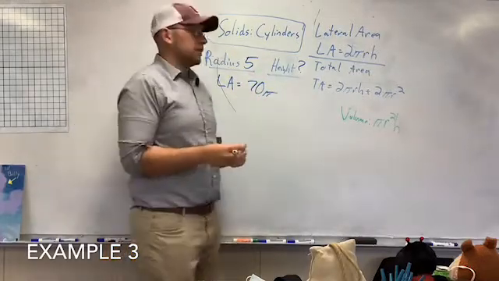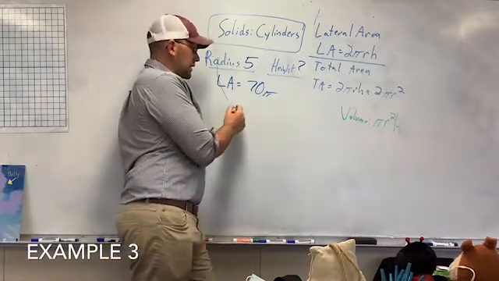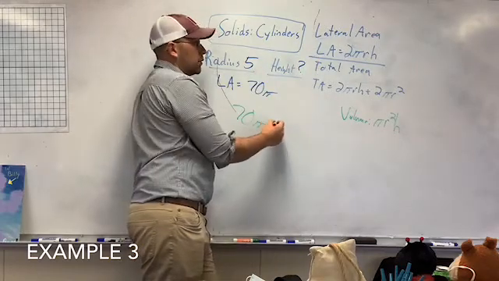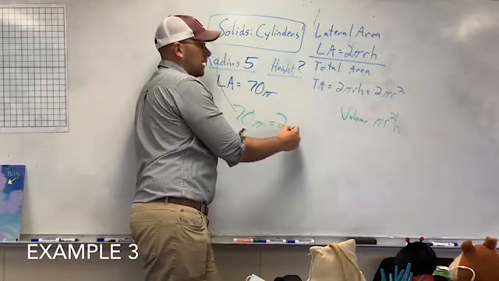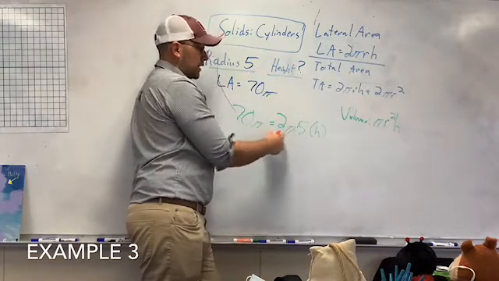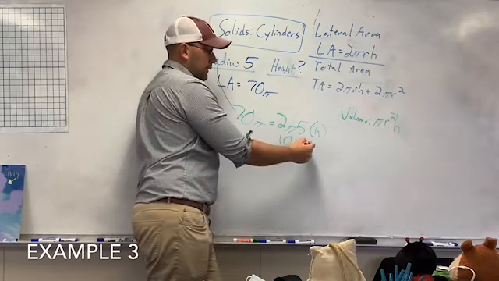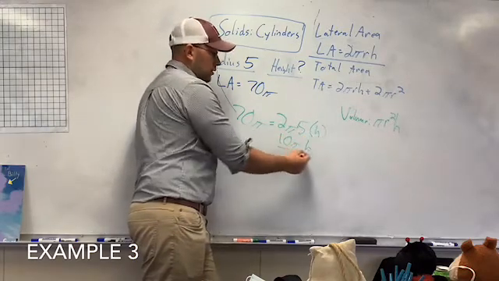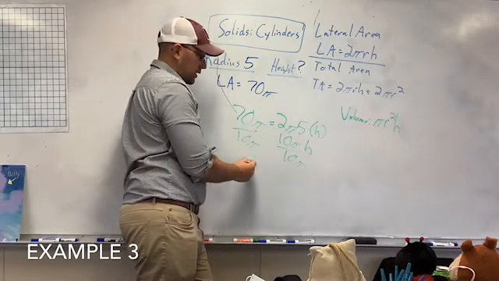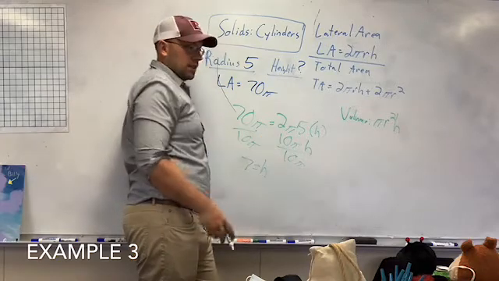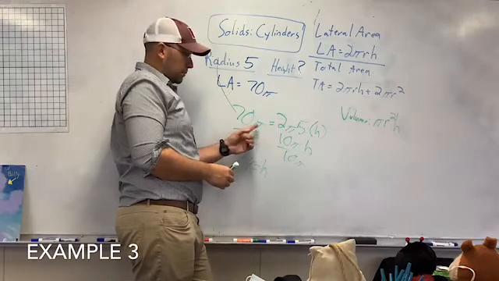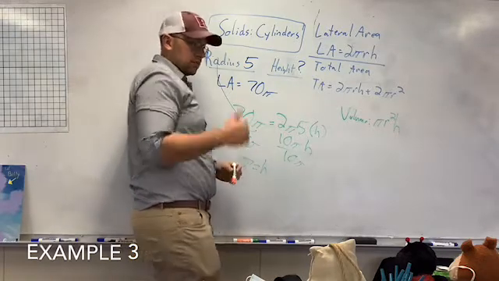Alright, for this one, I'm giving you the radius and I'm giving you what the lateral area equals. What is our height? Alright, so we set this up as 70 pi, because we know our lateral area, equals 2 pi times our radius of 5 times h. So it gives us 10 pi times h. Divide this whole thing by 10 pi. Divide this by 10 pi, and your answer is 7, your height. That's all you have to do, because the pi's cancel out, and 70 divided by 10 is 7.